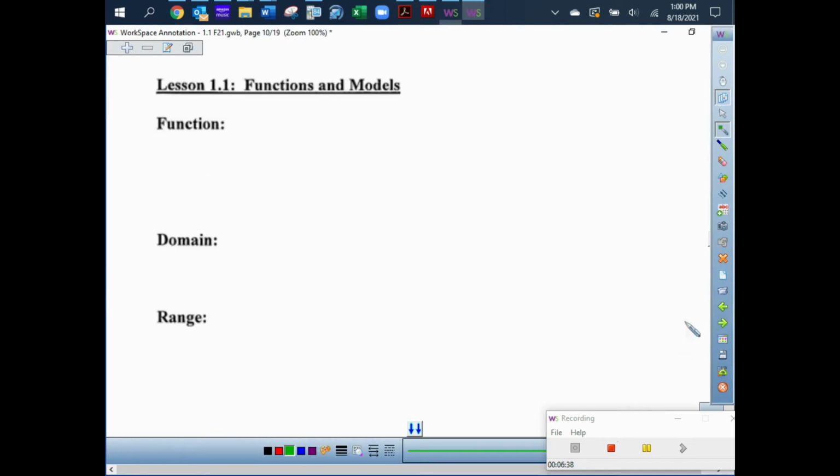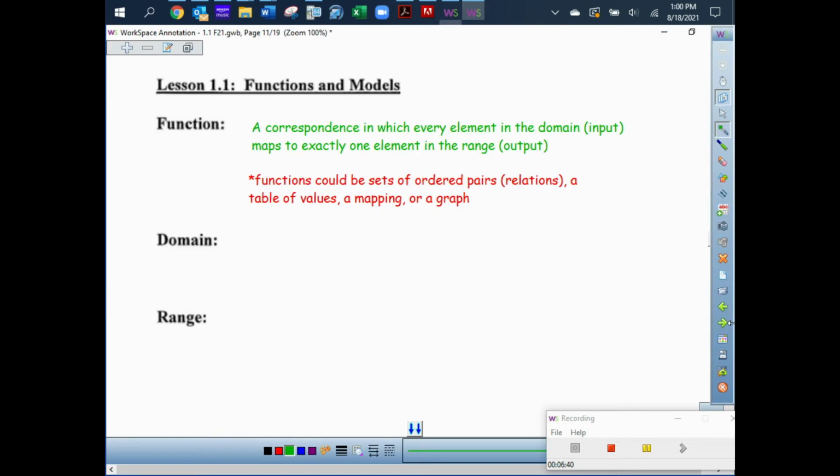Let's do a few more things about functions. I believe I have the definition of function typed out for you. We're going to use it to answer some of the questions. The green thing is the definition. It's some sort of correspondence in which every element in the domain maps to exactly one element in the range. Remember domain? X's or Y's? Domain is the X's, and the range is the Y's. So every element in the domain maps to exactly one element in the range.